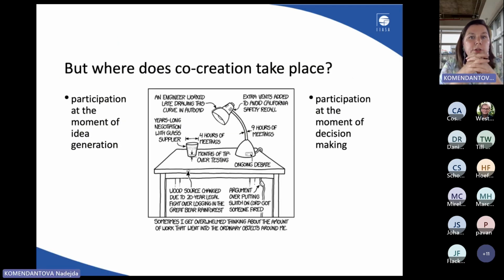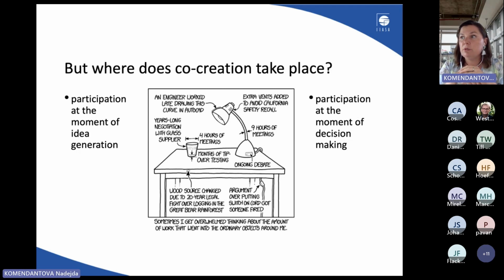So where does co-creation usually take place? It could be in the process of idea generation, and it could also be at the moment of decision making or implementation. If we look at policy, we divide policy into different parts. So co-creation could appear from the moment of designing a policy intervention, but also at the moment of implementation, shaping, developing details for the policy implementation.